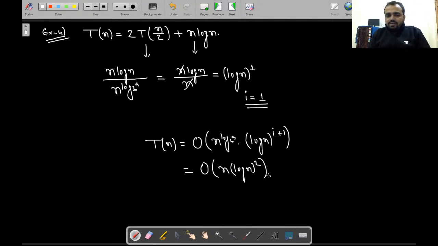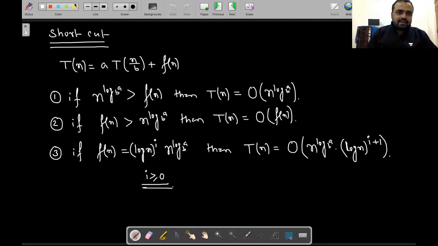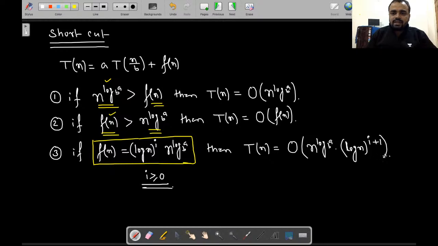Got it everyone? So in this way you can easily solve any numerical. So if you remember this much, okay, and you don't even have to memorize it. Of course, if this part is greater than this, the complexity will be dominated over here. Only the thing will change whenever the f of n is coming out to be log of n to the power i into n to the power log of a on the base b. In that situation, you have to apply this.